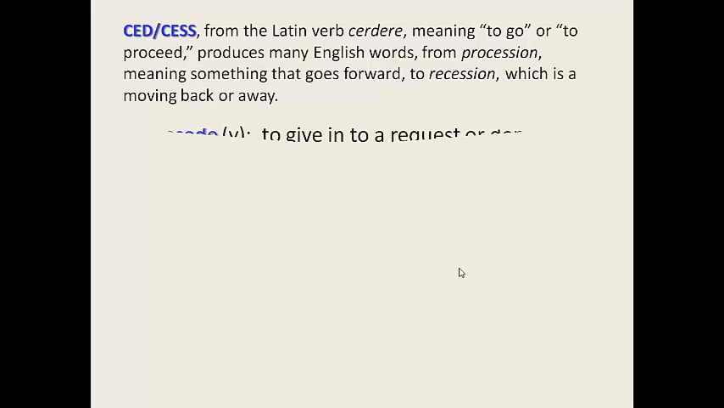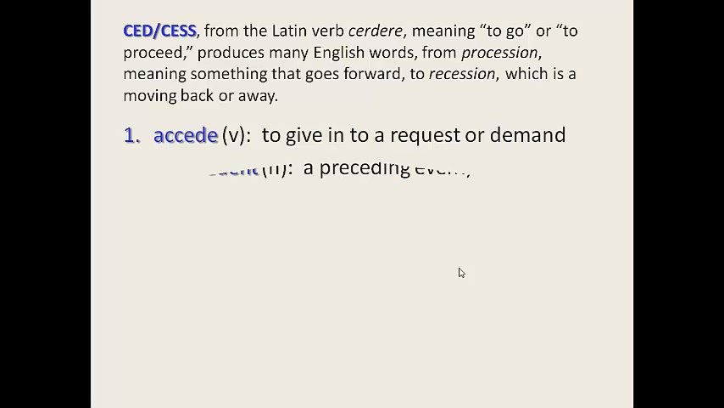Our first vocabulary term is accede. It's a verb, and it's to give in to a request or a demand. So sometimes Congress accedes a vote because of special interest groups, and this really is a concern for voters, because they don't want Congress to just give in because there's money involved.